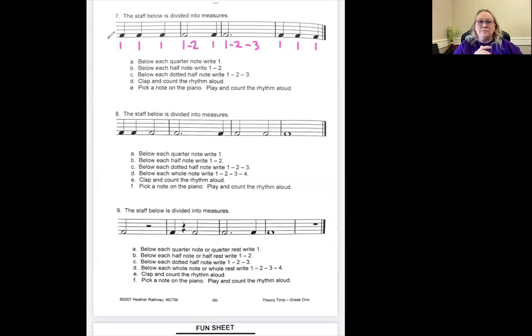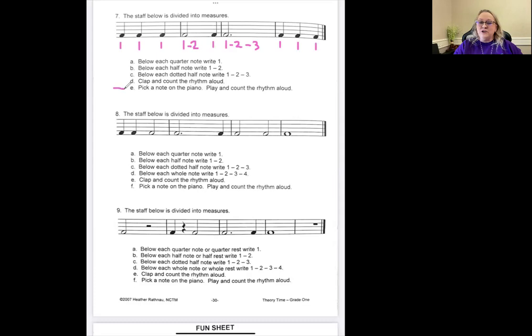Why don't you try it with me? Get your clapping hands ready and you count aloud with me. 1, ready, try. 1, 1, 1. 1, 2, 1. 1, 2, 3. 1, 1, 1. Super easy.